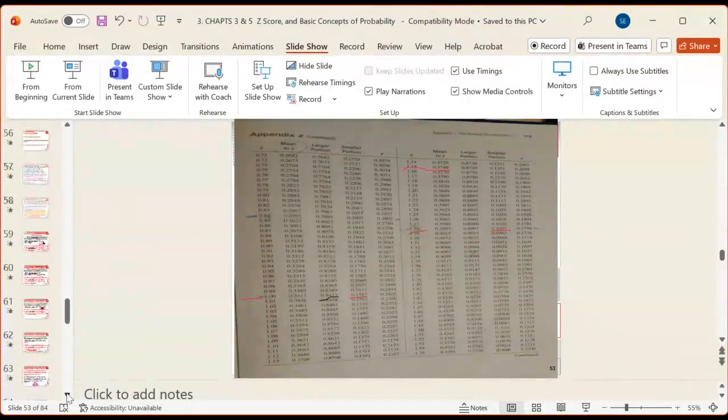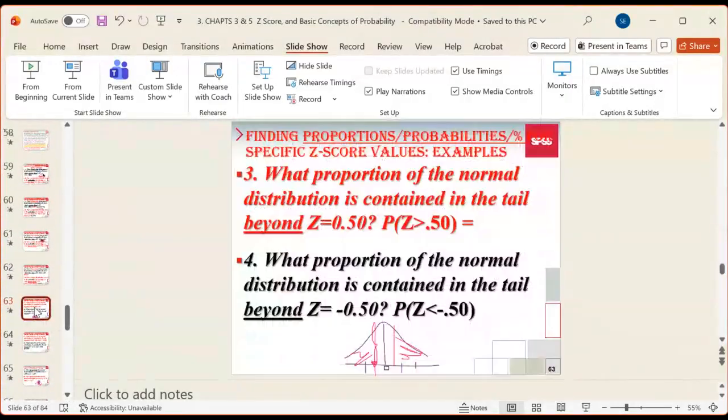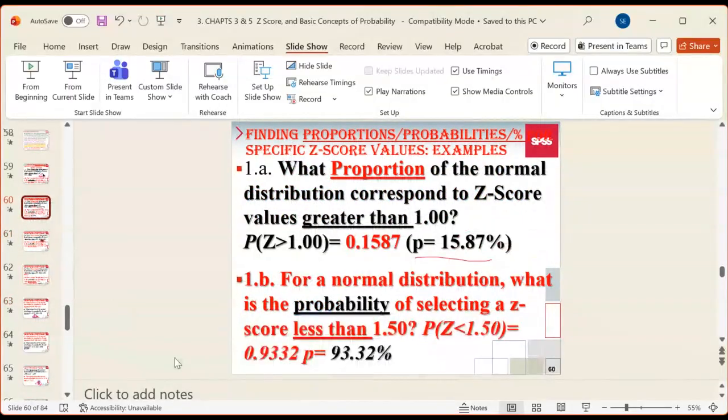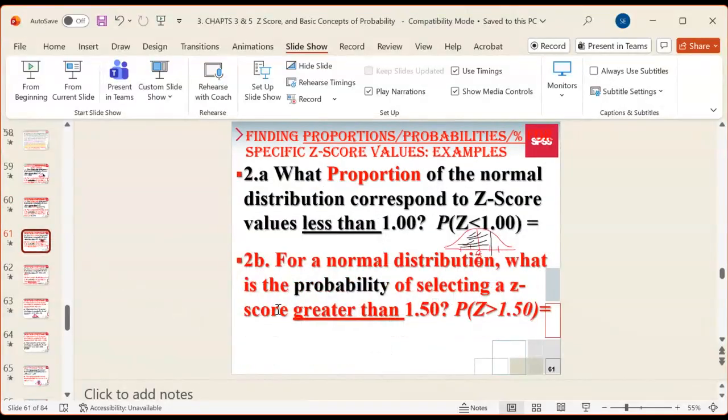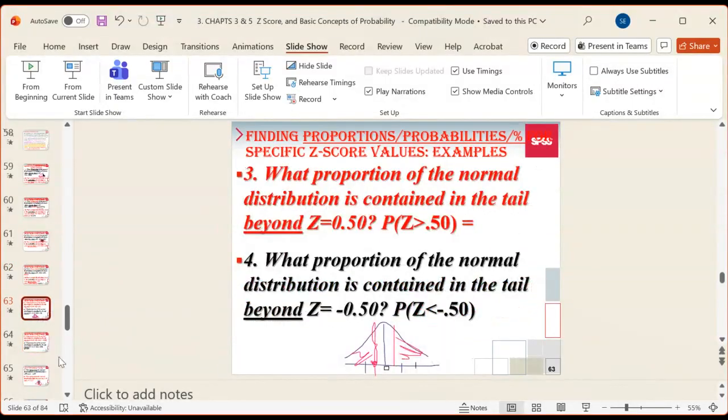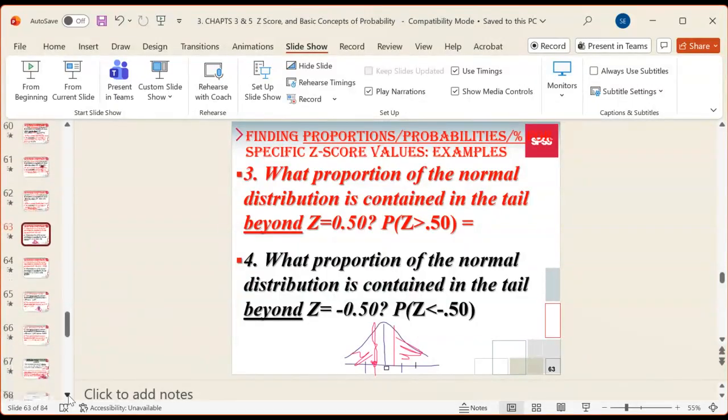This is how you look for them. All right, if it says less than, that's the body, and if it's the tail, then it's the small one, 6.68. All right, so you can do these or practice.